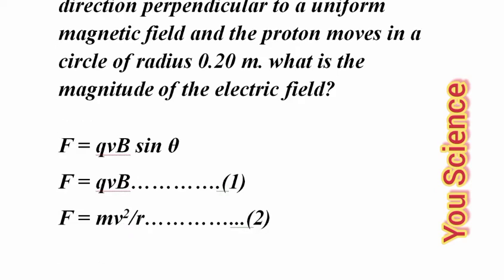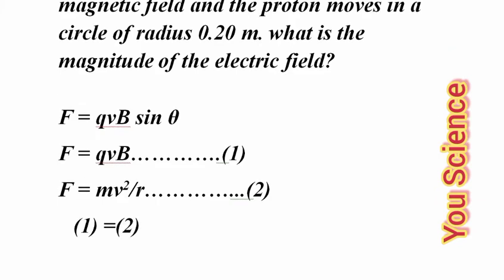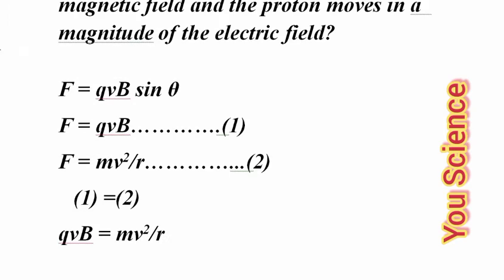Now combining equations 1 and 2, because they are both equal, the force on the proton is equal to the force from the charge, the velocity, and the magnetic field, and also the centripetal force that keeps the charge moving in that circle of radius 0.20 meters. So we can equate 1 and 2. We have QVB equals mv squared divided by r.